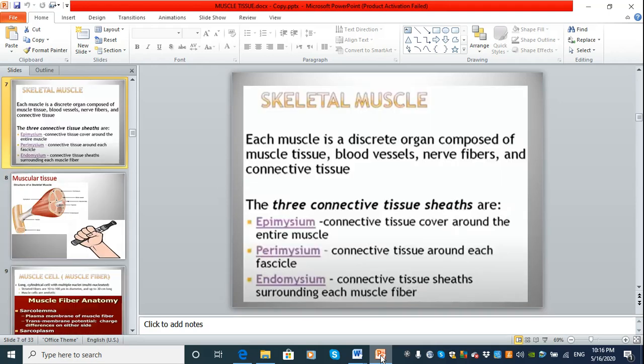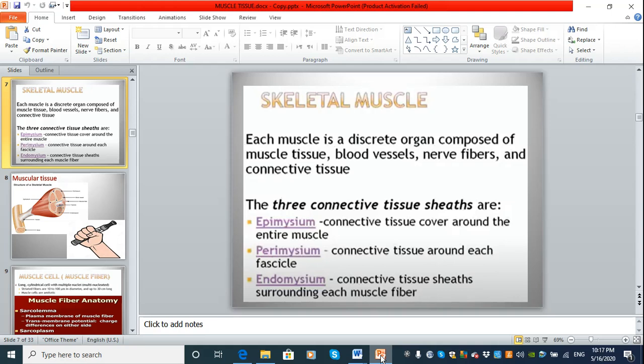Now, for skeletal muscle, each muscle is a separate, discrete organ composed of muscle tissue, blood vessels, nerve fibers, and connective tissue. There are three connective tissue sheaths or covers around the muscle. I will start from the outer and go to the center. From the outer, it is called epimysium. Let me make it clear: all of them are connective tissue, so I don't need to repeat that.